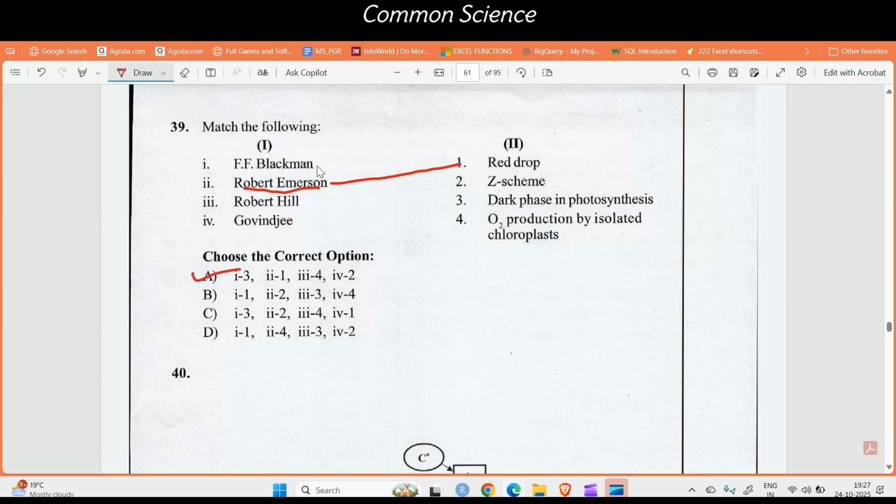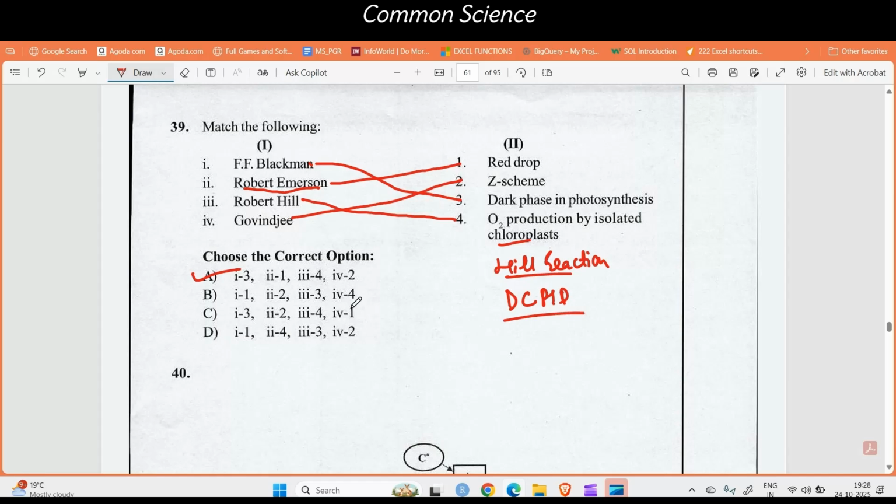One with three, so F.F. Blackman, dark phase in photosynthesis. Three with four, Robert Hill gave us the Hill reaction, where he used a non-physiological oxidant, DCPIP. And then fourth matches with Z scheme. Govindjee is matched with Z scheme.